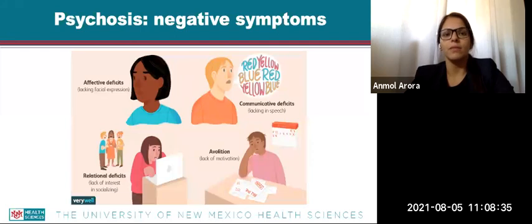Some of the negative symptoms of psychosis are things that are taken away or reduced from a person that they typically would be okay with and would not have any issues with. Some of the ones that we can discuss are blunted affect, which means that they are unable to express emotion, whether through verbal expression or even their ability to show emotions through their facial expressions.